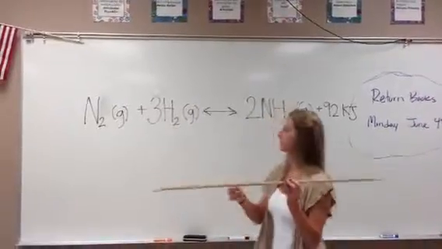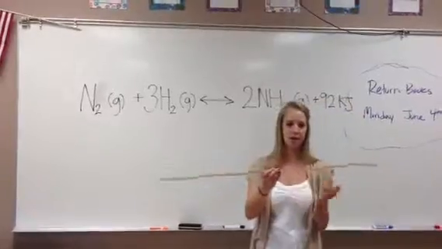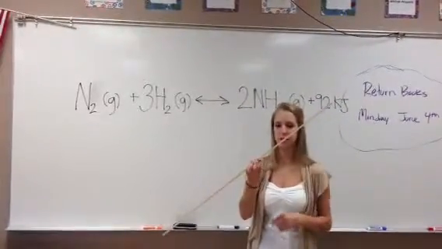If you increase the concentration of a product, so if you increase NH3, then this side is going to raise up, and the equation is going to shift left.